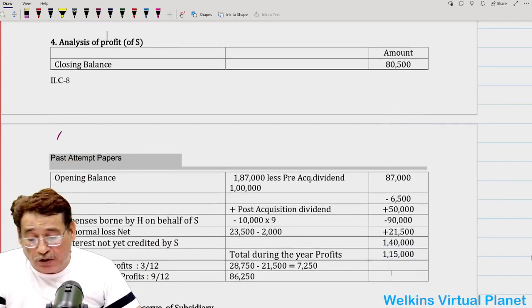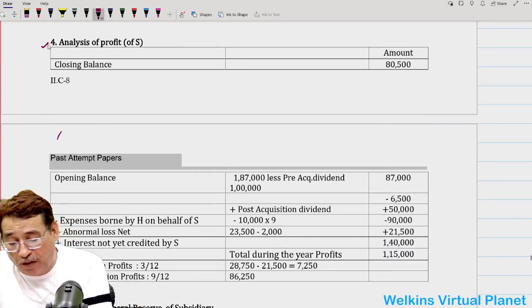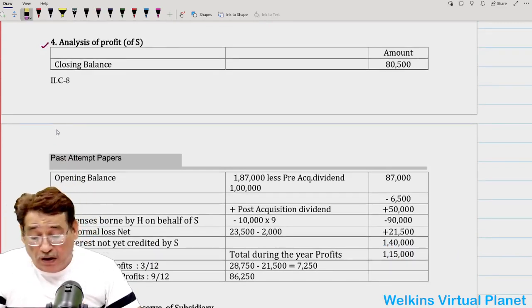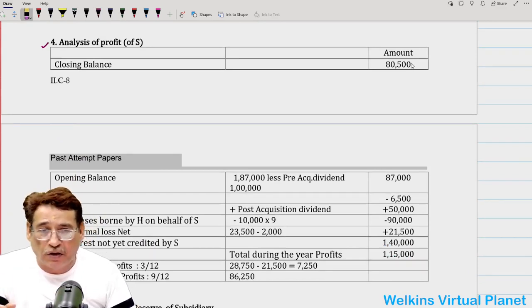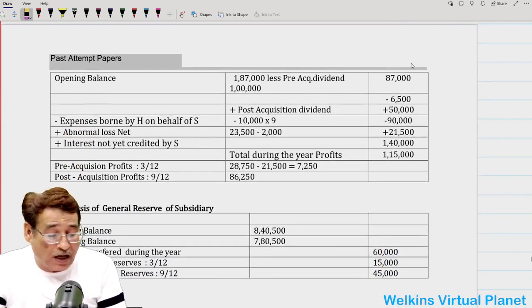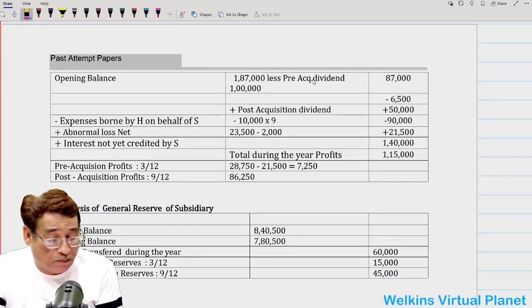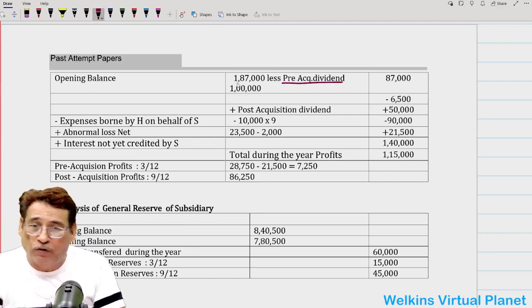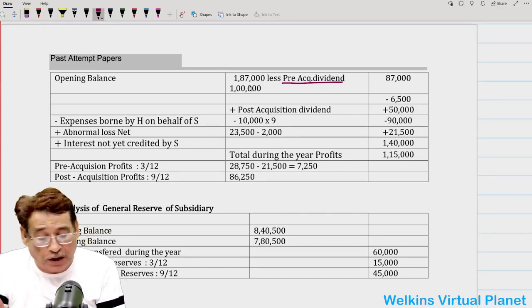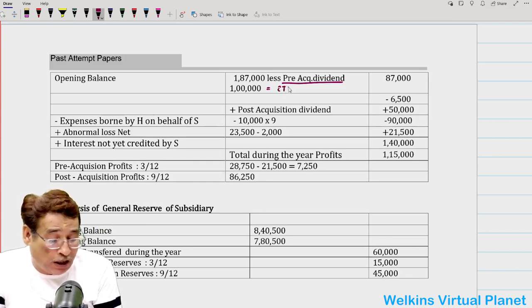Now we come over to the analysis of the profit. This is the important part of this particular question. First of all, I am having closing balance 80,500, as we had seen in the question, subsidiary companies. Then from it, I will subtract opening balance 1,87,000. But from the opening balance, first of all, I am going to subtract pre-acquisition dividend. Now, pre-acquisition dividend is 1 lakh. I told you pre-acquisition dividend will be subtracted from the opening balance. So your net opening balance will be equal to 87,000.